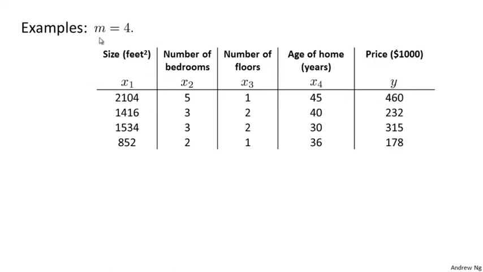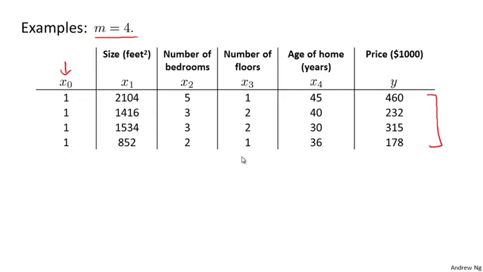equals 4 training examples. In order to implement this normal equation method, what I'm going to do is the following. I'm going to take my data set. So here are my 4 training examples. In this case, let's assume that these 4 examples are all the data I have. Okay. What I'm going to do is take my data set and add an extra column that corresponds to my extra feature x0 that always takes on the value of 1.